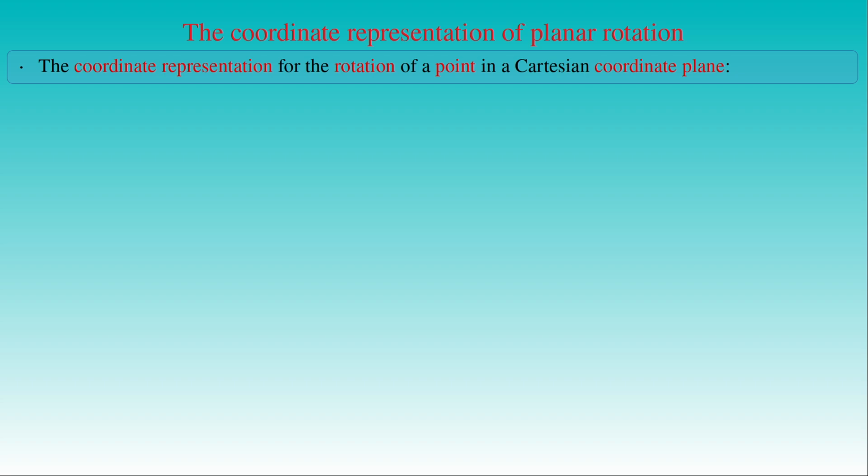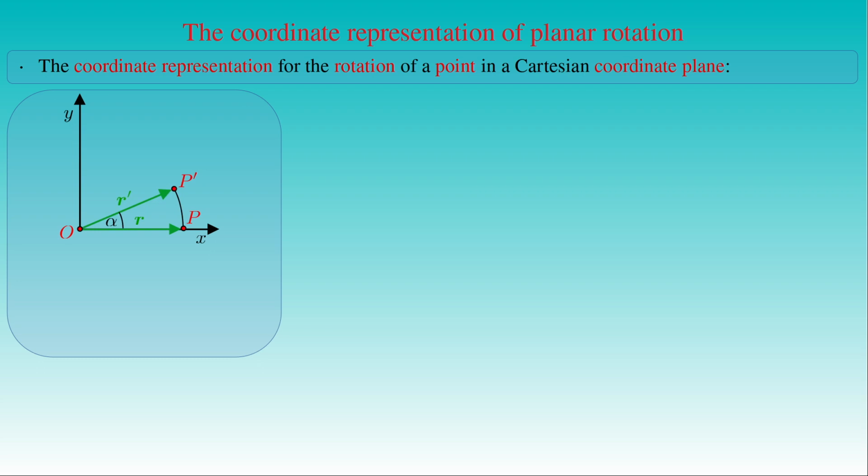Let us attach a Cartesian coordinate system to a frame of reference such that the origin of the coordinate system is at the reference point O of the frame, and a given point P of a rigid body is on the positive x-axis. That is, the position vector r of the point P points in the direction of the positive x-axis. If we rotate the point P about the origin through the angle alpha in the xy plane, then we obtain the point P' described by the position vector r'. The Cartesian coordinates of the point P are given by x and y, whereas the coordinates of the point P' are denoted by x' and y'.